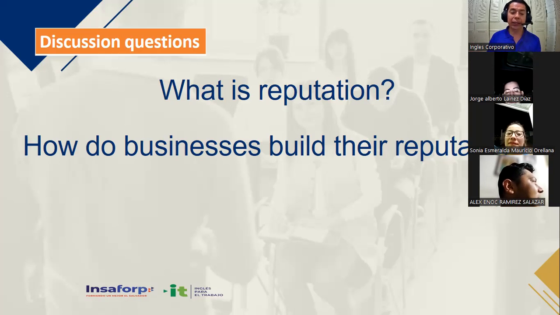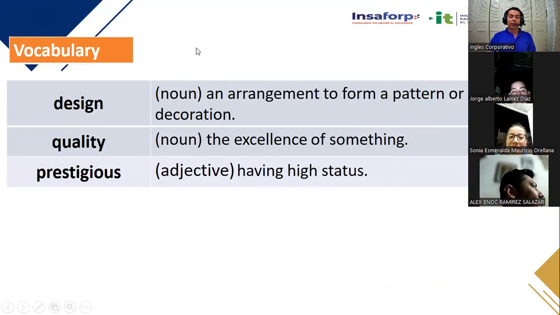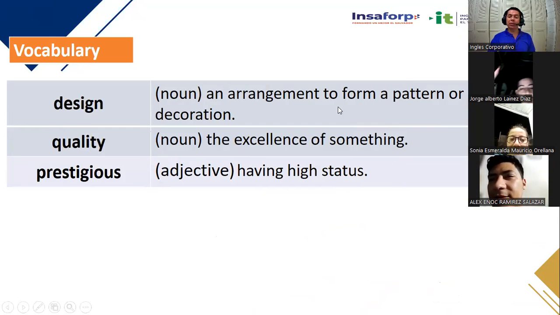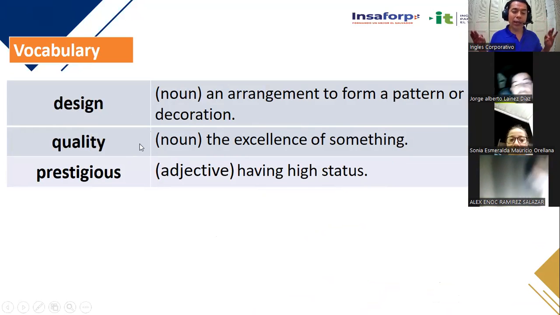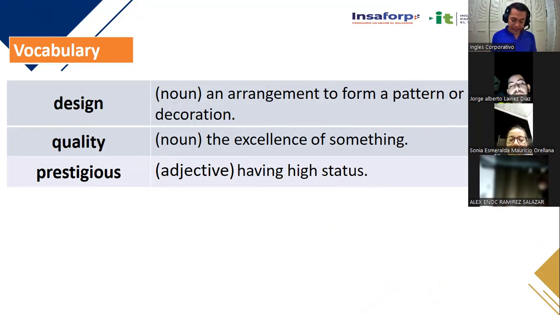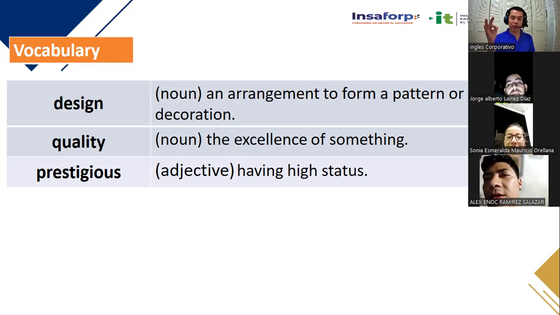That's it, right? Okay, class, now let's continue with the next. Okay, design. What is design? Design is an arrangement to form a pattern or decoration, right? Diseño. To form a pattern, un patrón, or decoration. Quality. The quality is the excellence of something. Let's say, for example, that Banco A Bank has an excellent quality, right?